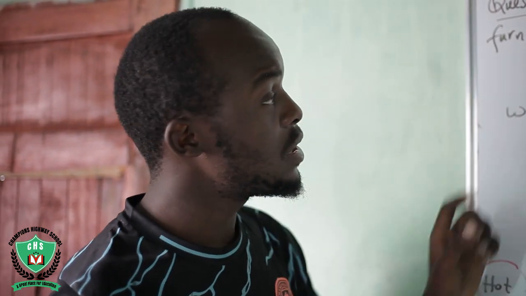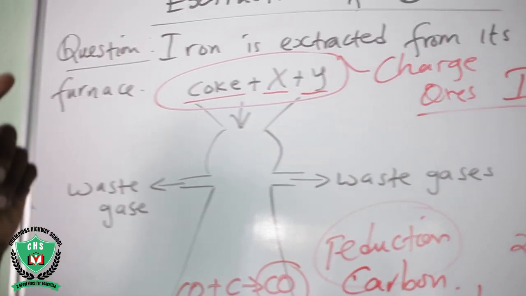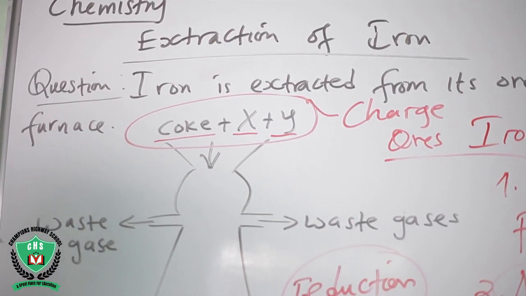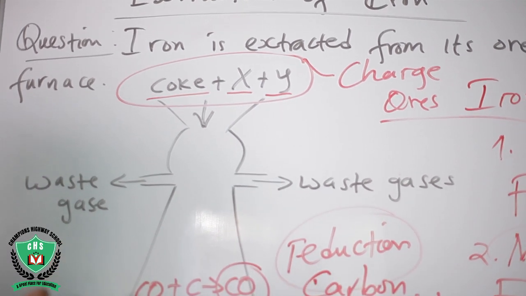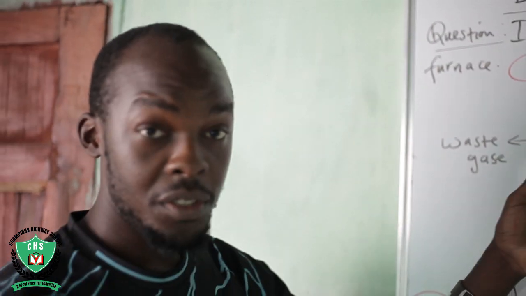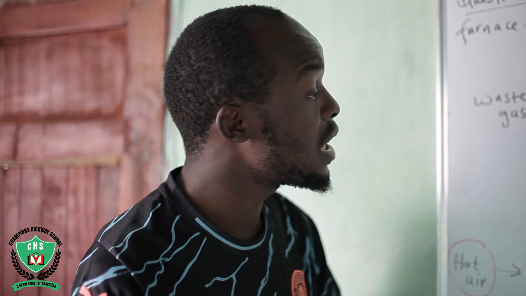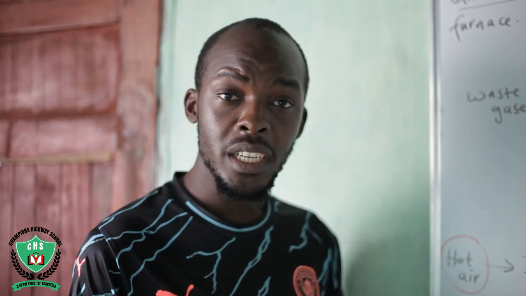Now let's look at the other one. Let's focus, because we said that there are three substances put: there is coke, there is the iron ore, and there is also limestone, which is calcium carbonate. So when calcium carbonate is put in the blast furnace, what actually happens?